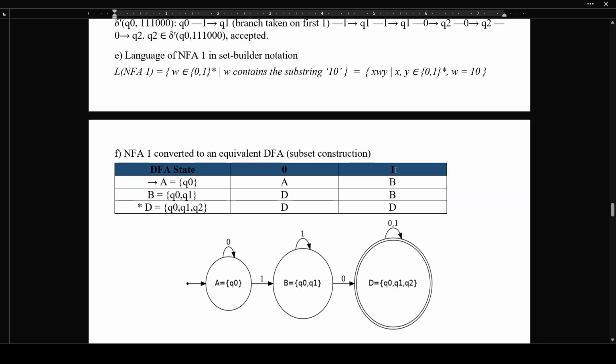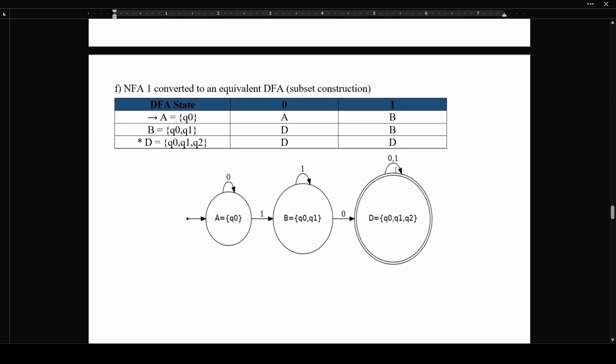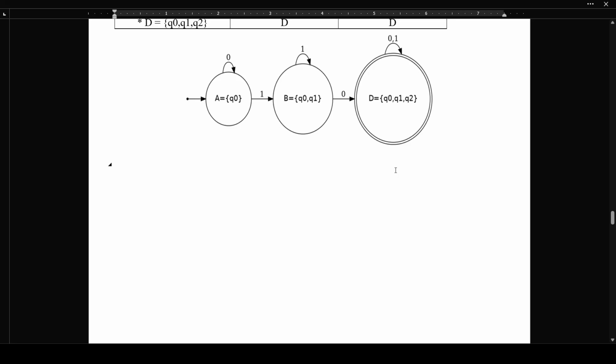In subset construction, we know that it is 2 raised to the power of the number of states we had in our NFA. But after the states we get, we are supposed to simplify to the ones that are really necessary in our diagram. We'll end our lesson here today with this diagram, where the start state A maps to itself on an input of 0 and maps to B on input of 1. B maps to itself on input of 1 and maps to D on input of 0. D maps to itself on input of 0 and on input of 1.